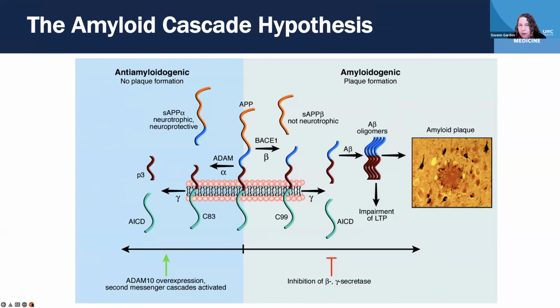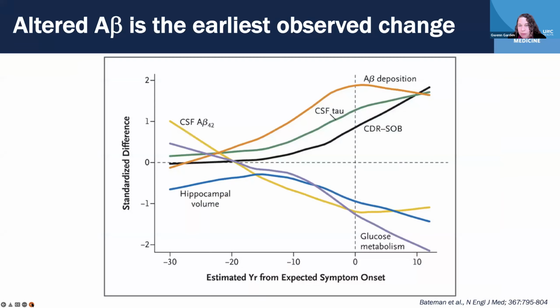Now, given that this was the dominant consensus hypothesis of how Alzheimer's pathology began, one would think that we might have developed a number of different ways of trying to prevent this pathology from happening over the years. But it's not been that simple.